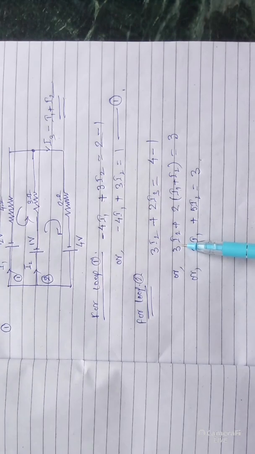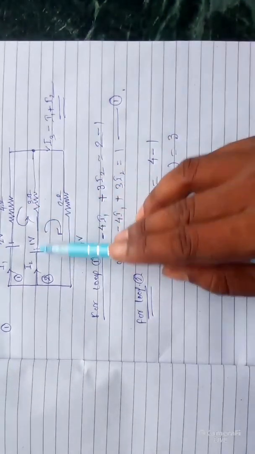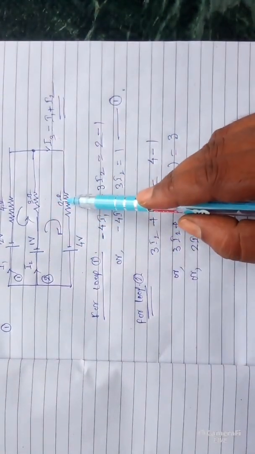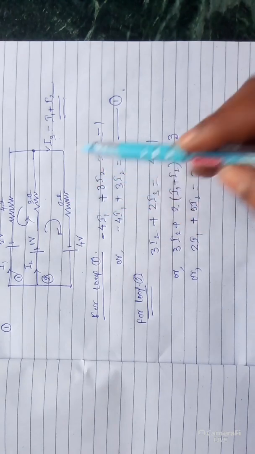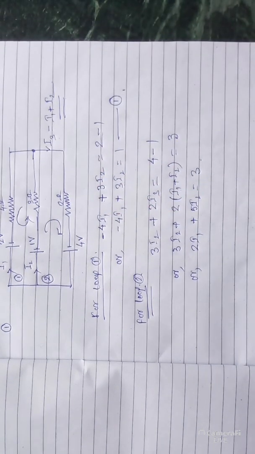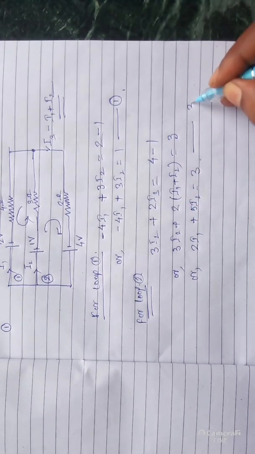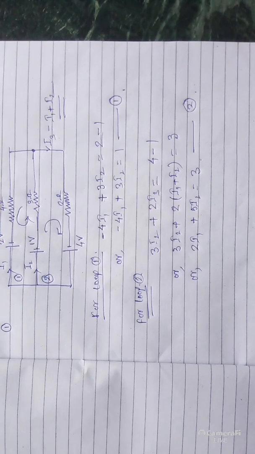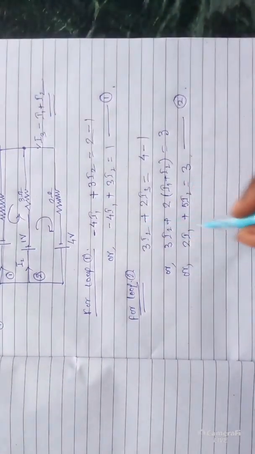3I2 plus 3I2, same direction, plus 2 into I3 is equal to 4 minus 1. Good. So 3I2 plus 2 into (I1 plus I2) is equal to 3. So 3I2 plus 2I2, that is 5I2, plus 2I1. Good. So this will be equation number 2. Clear? Is it clear? Now come to the third consideration.